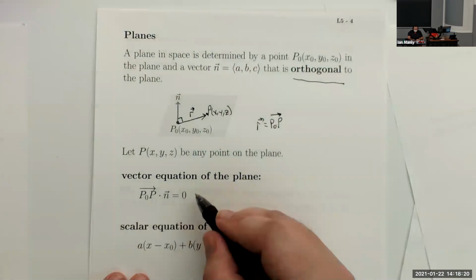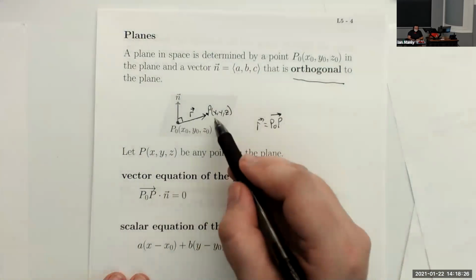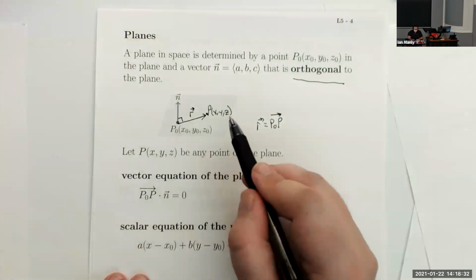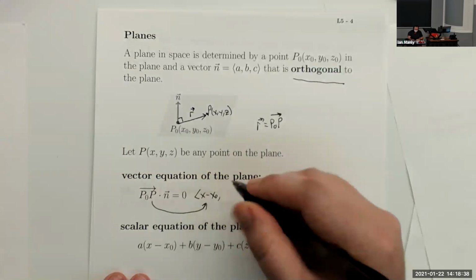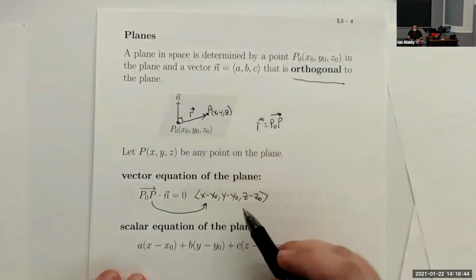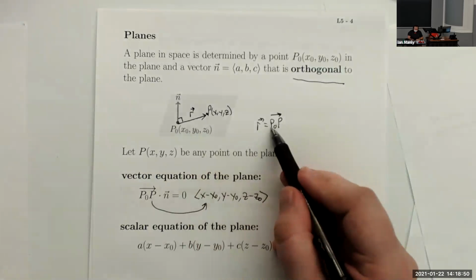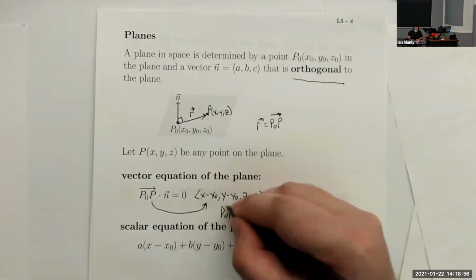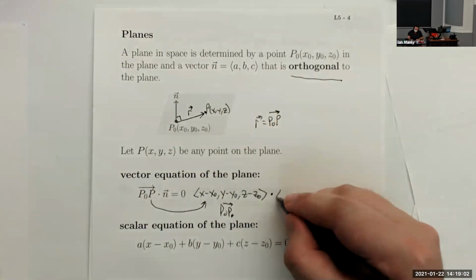So let's write this out in a different way here. I'm going to write out the vector P naught P. If I want the vector that points from (X naught, Y naught, Z naught) to (X, Y, Z), that's going to equal (X minus X naught, Y minus Y naught, Z minus Z naught). This is exactly how we did it in the very first problem earlier. We just subtract the final point minus the initial point. And then we dot this, P naught P, with N, and those components are A, B, and C.